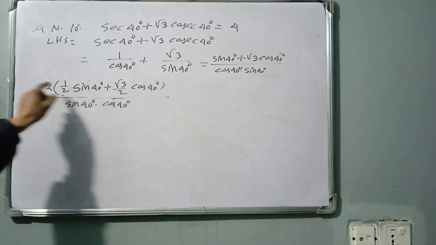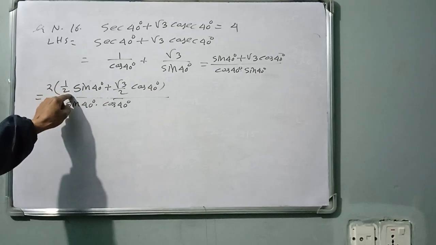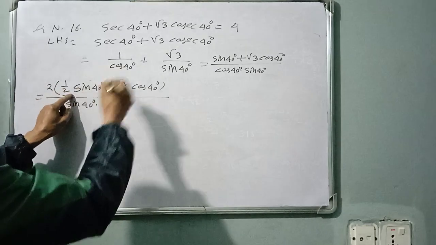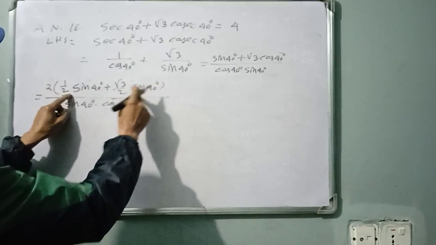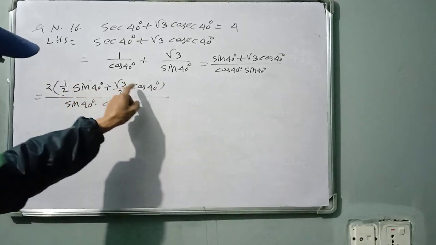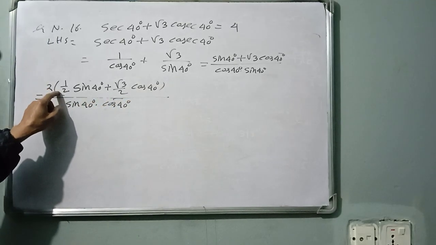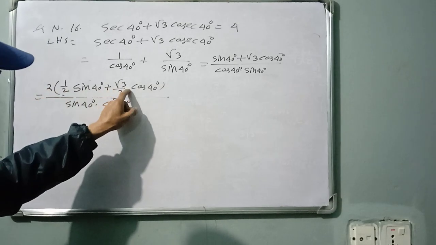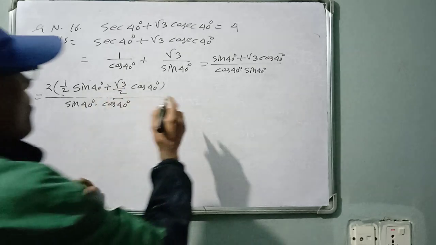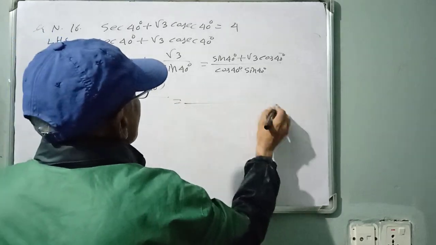And divide by 2. Put the 2 outside and cancel it. 2 into the bracket, half, the 2 cancels. Half sine 40 degree plus root 3 by 2 cos 40 degree. Half is sine 30 degree. Root 3 by 2 is cos 30 degree. What can you write?